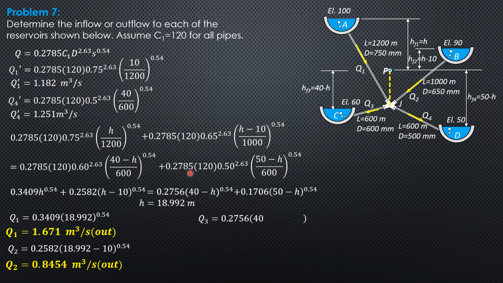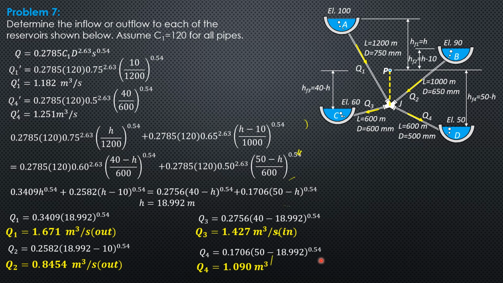Q3 is 0.2756 quantity 40 minus 18.992 to the 0.54. That is 1.427, and it is an inflow. As well as Q4, it is an inflow, 0.1706 quantity 50 minus 18.992 to the 0.54. So Q4 is 1.090 cubic meter per second. It is also an inflow.